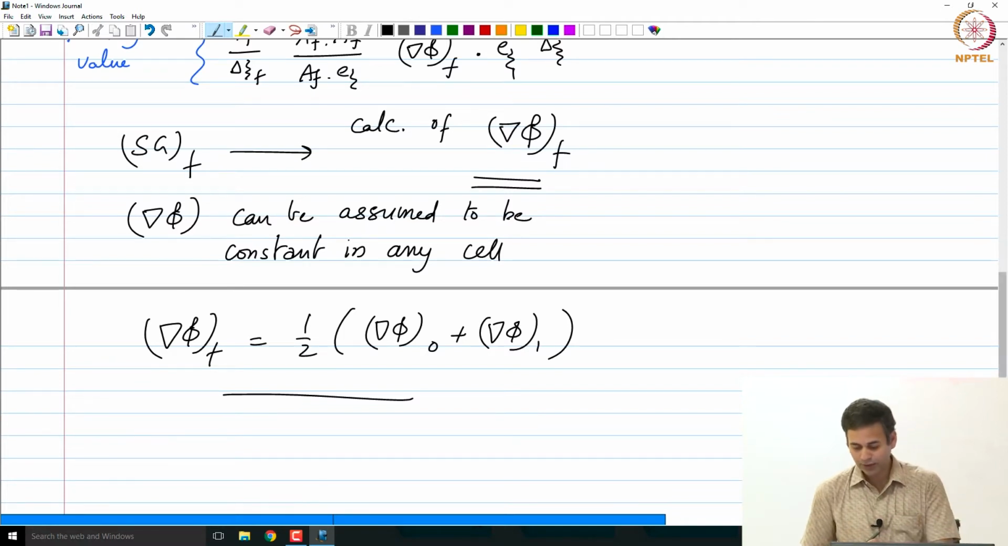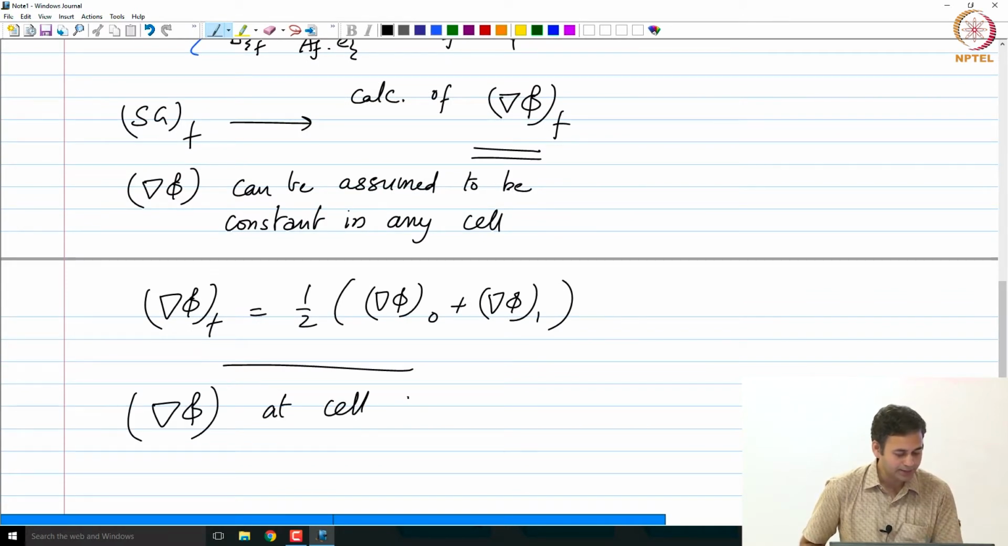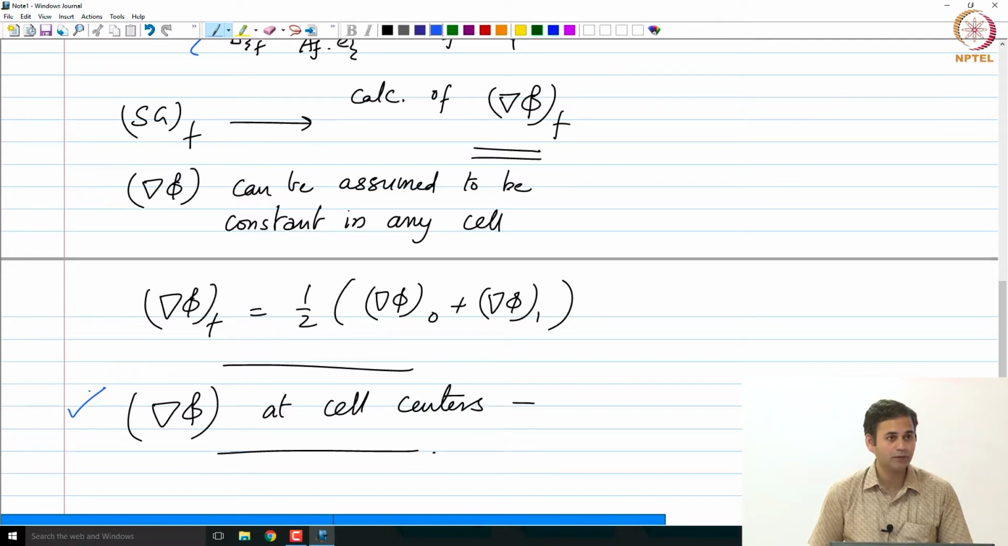That means we have to somehow calculate this gradient at cell centers. So essentially, for all the cells we have to somehow calculate this gradient. We will see a little later how to calculate this. As of now, if there is a method by which we can calculate the gradients at the cell centers, we can calculate the gradients at the faces, which further can be used in calculating the secondary gradients.